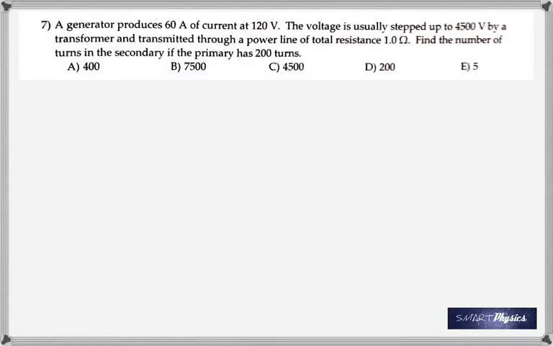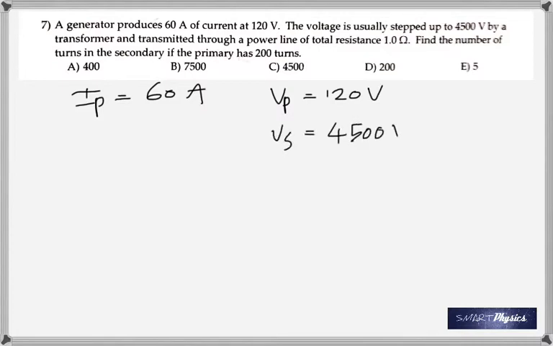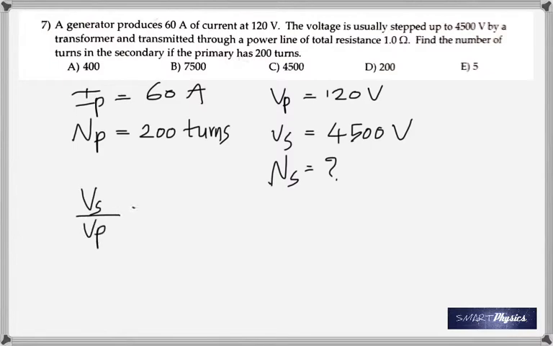The voltage is usually stepped up to 4500 volt by a transformer and transmitted through a power line of total resistance 1 ohm. Find the number of turns in the secondary if the primary has 200 turns. So you have IP 60 ampere, VP is 120 volt, the secondary voltage is 4500 volt. You have to find the number of turns in the secondary. Number of turns in the primary is 200. Now Vs by Vp is equal to Ns by Np again.